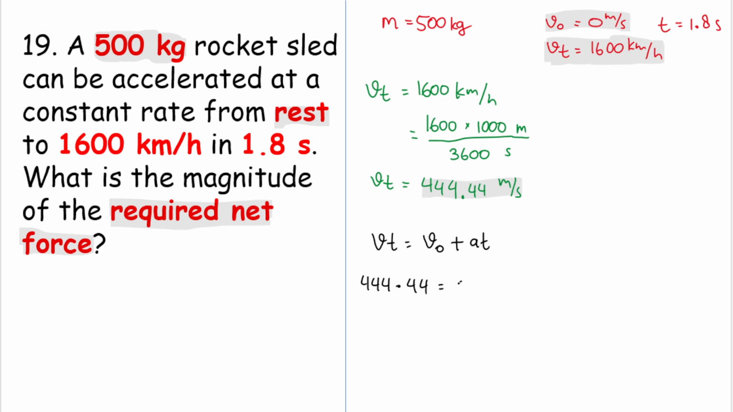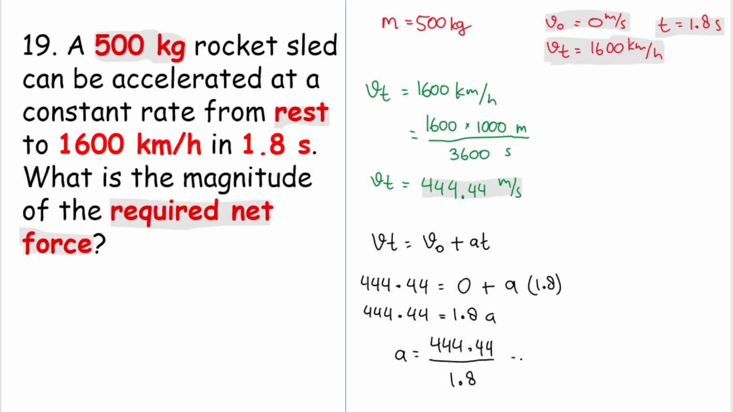So I'll have 0. And then we will have the acceleration. We are looking for the acceleration. And what is the time? 1.8 seconds. So I'll have 1.8 here. And so we'll have 444.44 is equal to 1.8 A. And we can isolate A here. So we'll have 444.44 divided by 1.8. And I think that will be the job of our calculator again.